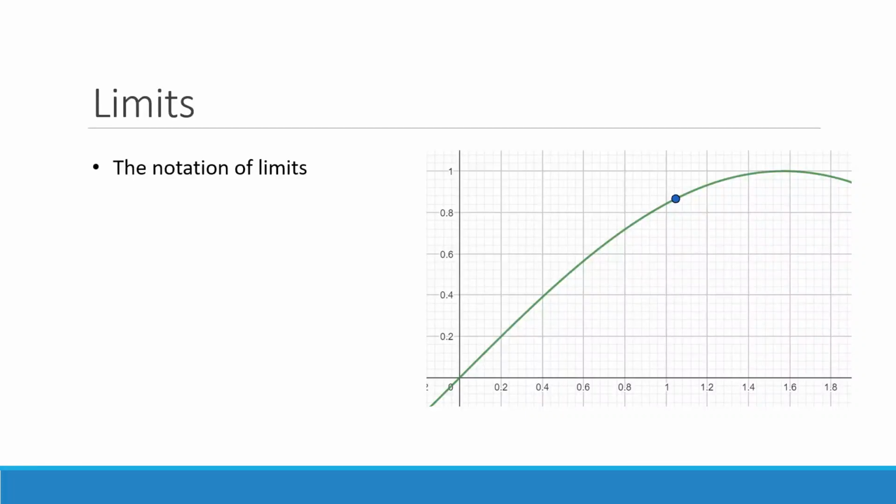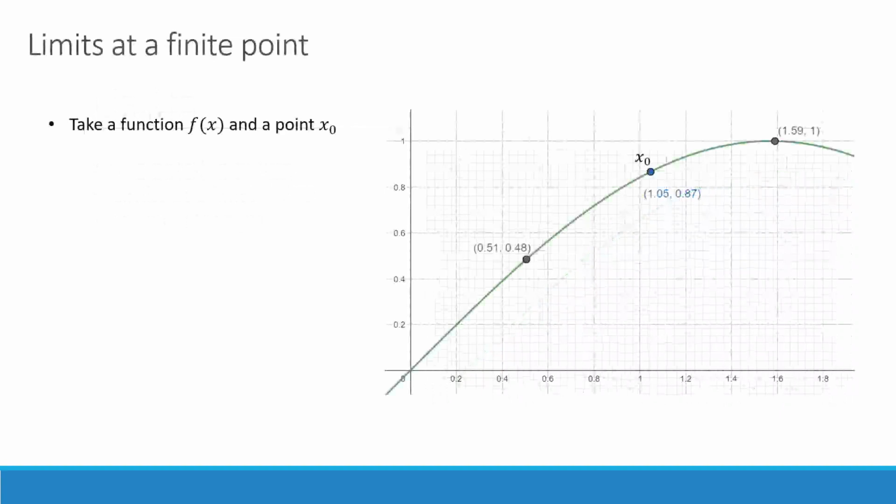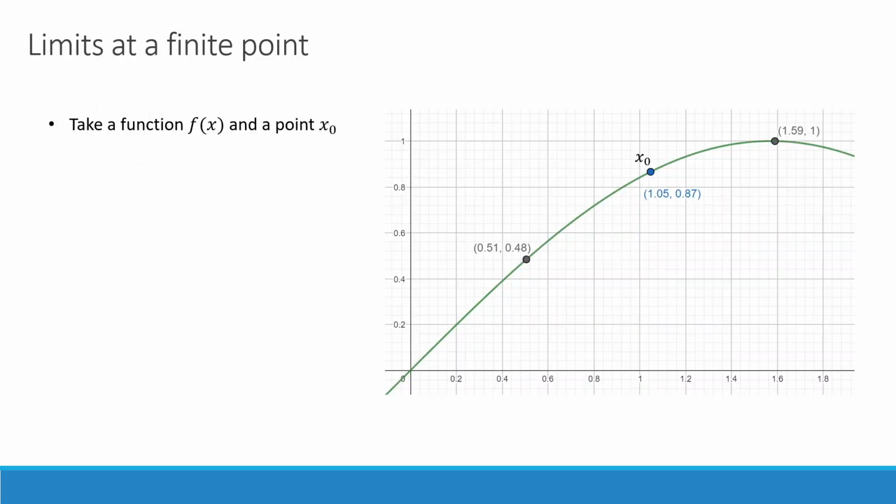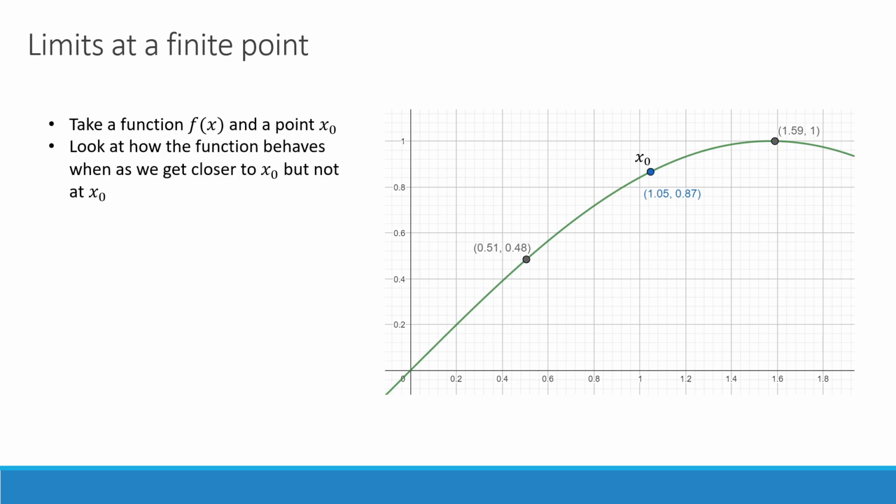We'll cover some notation, and then how we can take limits at a finite point and limits of a function at positive and negative infinity. The idea of a limit at a finite point is to take a function f of x and a point x0. We look at how the function behaves as we get close to x0, but not actually at x0. The function may or may not be defined at x0, but this does not necessarily affect the existence of a limit at x0. We can approach the point from the left and right, and as we get closer to x0, the value of a function will get closer to a fixed value.